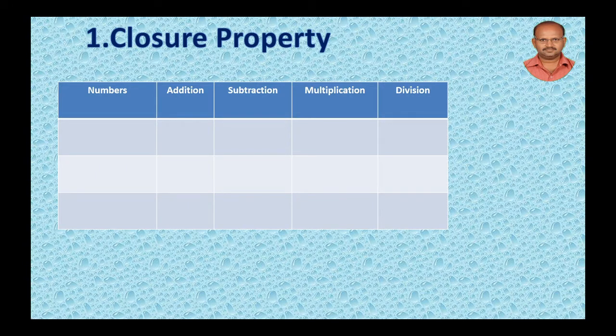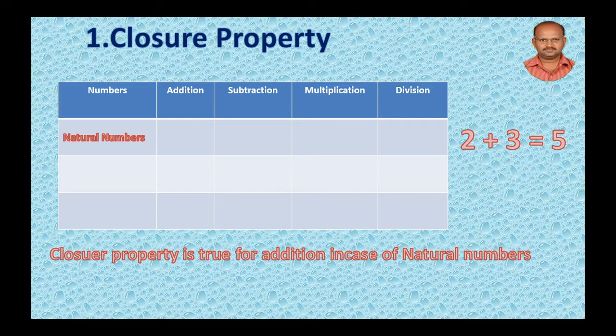In the closure property, first taking natural numbers in addition: 3 plus 2. Adding two natural numbers, 2 plus 3 is equal to 5. 2, 3, 5 are all natural numbers. Closure property is true for addition in case of natural numbers.